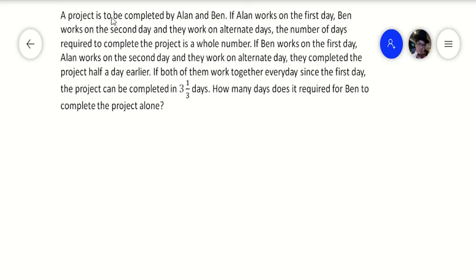The question says that a project is to be completed by Alan and Ben. If Alan works on the first day, Ben works on the second day, and they work on alternate days, the number of days required to complete the project is a whole number. If Ben works on the first day, Alan works on the second day, and they work on alternate days, they completed the project half a day earlier.